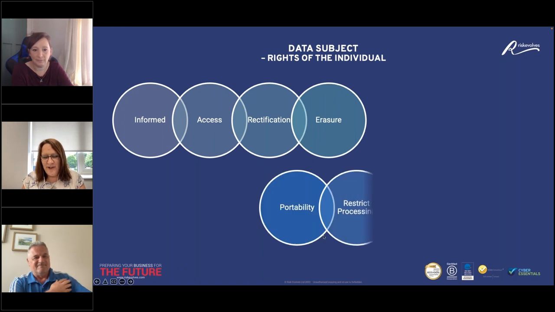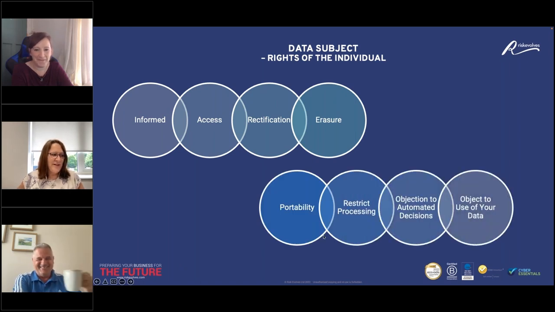So Anna, I know rights of the data subject is one of your favourite topics, and I know you're spending a lot of time on one of them in particular at the moment. Do you want to have a quick hurdle through what our 8 data subject rights are?